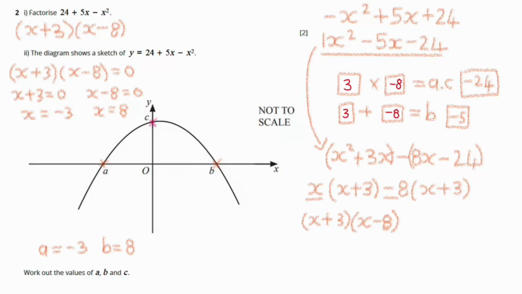C over here is the y-intercept. Now the y-intercept happens when x is equal to 0. So what we do now is we substitute x equals 0 into the original equation. So now we can say 24 plus 5, instead of x we write 0. Instead of x we write 0. Okay, now we just solve for y. Anything multiplied by 0 is equal to 0. So that means y is equal to 24. So that means c is equal to 24. So there is your answer for A, B, and C.